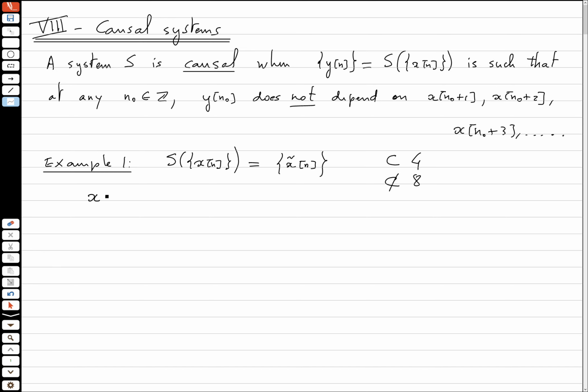So, for example, what is x tilde of minus 1? So if you call this n naught, then this will be what? N naught plus 2, future, not causal.